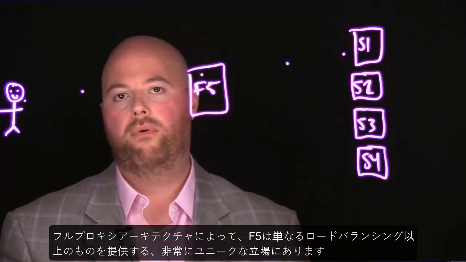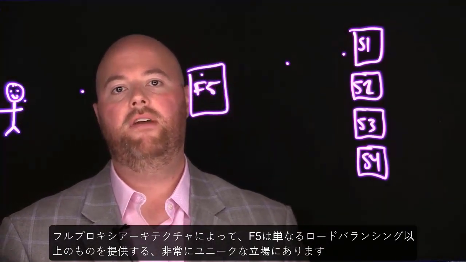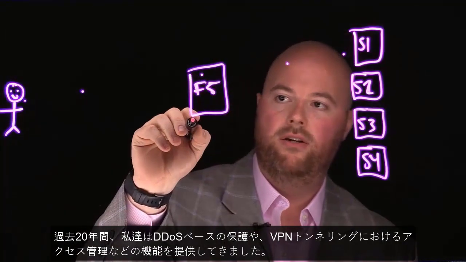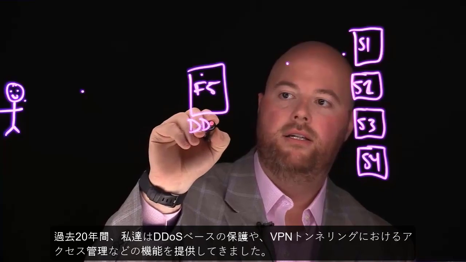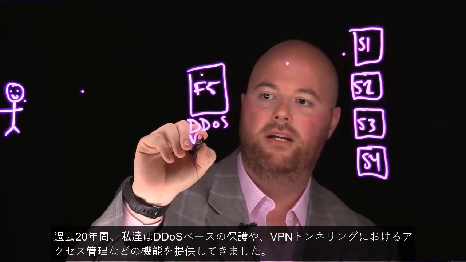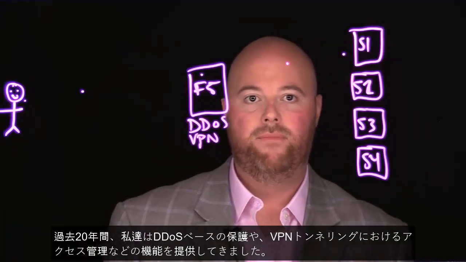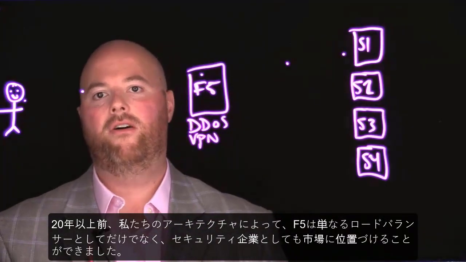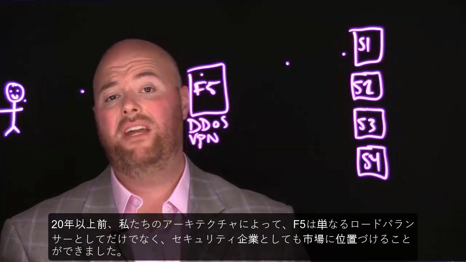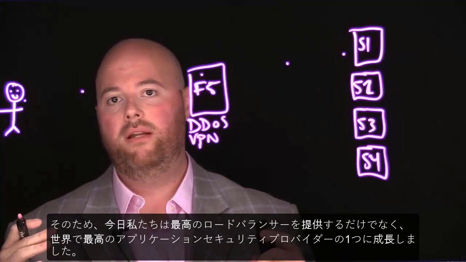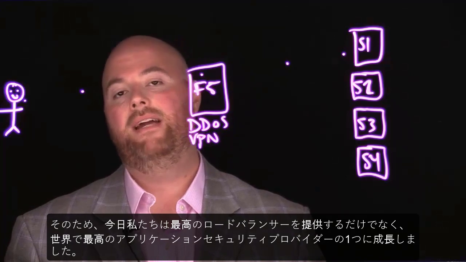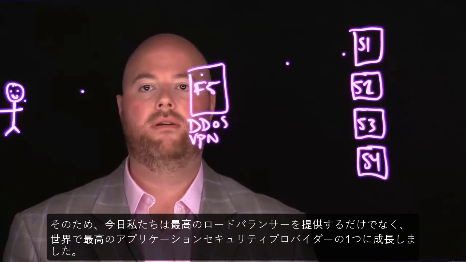So I'll tell you, our full proxy architecture puts us in a very unique position to provide much more than just load balancing. For the past 20 years, we've been providing distributed denial of service-based protection, things like access management and VPN tunneling. Over 20 years ago, our architecture put us in the market not just as a load balancer, but as a security company. So instead of just being the premier load balancer, we have grown to become one of the premier application security providers in the world today.